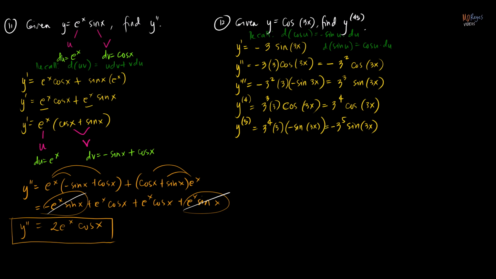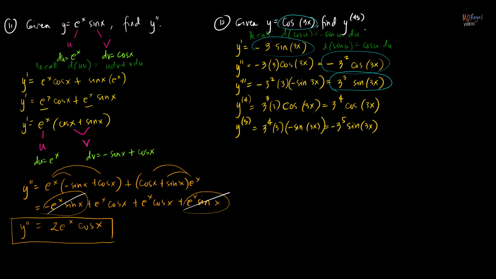Now let's look for a pattern here. You see here, the given is cosine of 3x. And then the first derivative is negative sine of 3x. The second derivative is negative 3 squared of cosine of 3x. And the third derivative is 3 cubed sine of 3x. Again, it's positive sine. So the function is positive cosine.